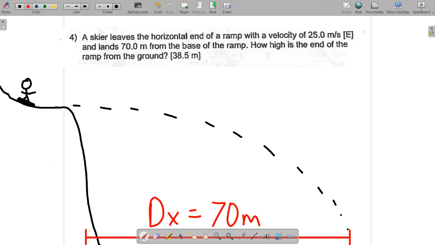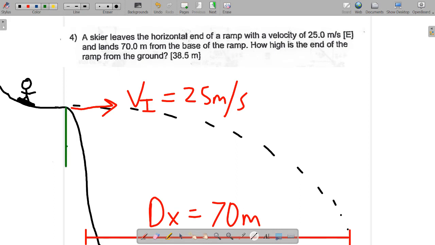We are also told the initial velocity of the skier. From the moment this skier was launched from this ramp, right at this point here, its initial velocity in the x direction was 25 meters per second. Okay. And ultimately, what we're trying to find here is the height of the ramp. In other words, this distance here in the y direction the skier traveled. That's ultimately what we're looking for. The distance in the y direction from here to here.